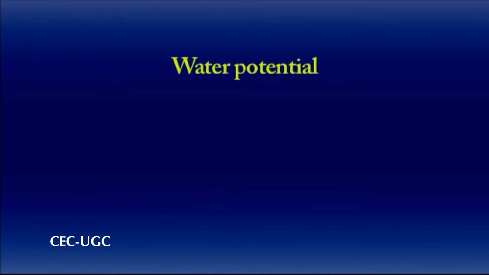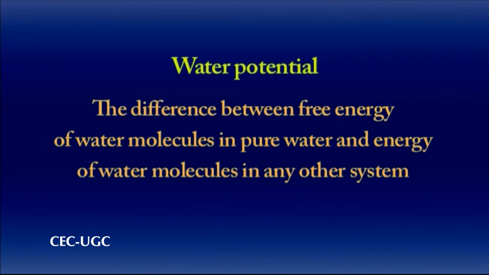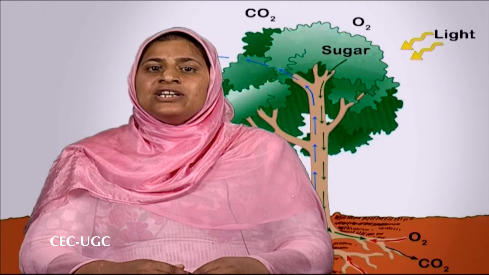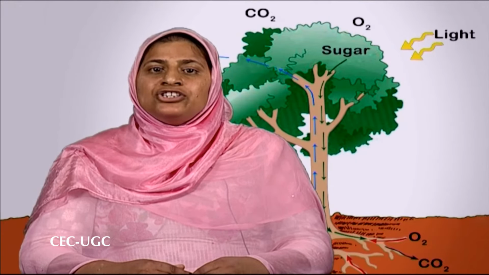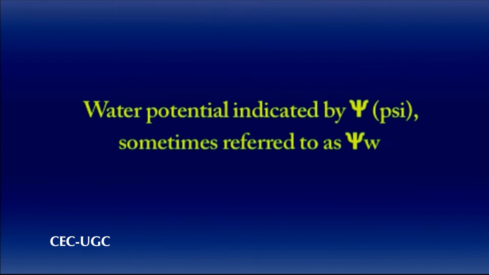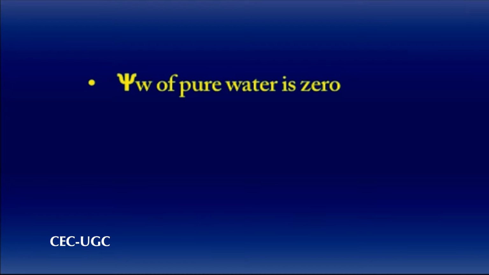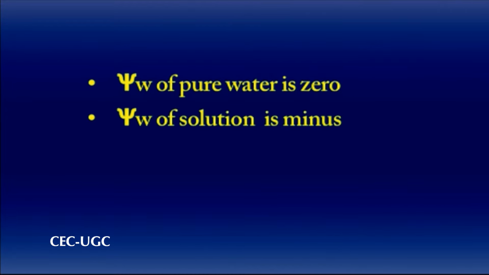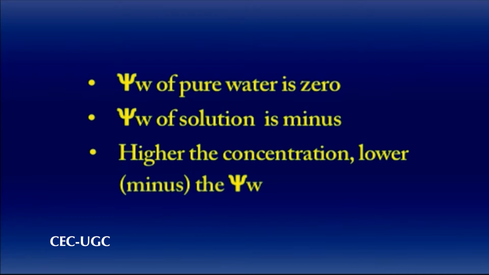Now let us talk about water potential. The difference between the free energy of water molecules in pure water and the energy of water molecules in any other system, for example water in solution or in a plant cell or tissue, is termed the water potential. It is indicated by the Greek letter psi and sometimes referred to as psi w. Water potential of pure water is 0, whereas water potential of a solution is negative. In other words, we can say the higher the concentration, the lower or more negative is the water potential.